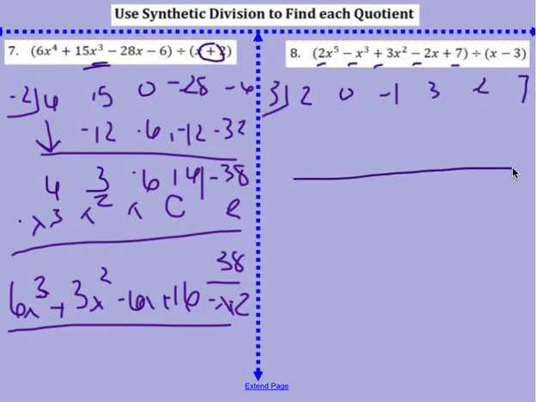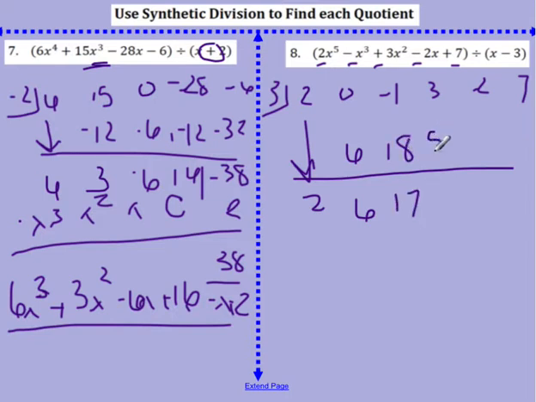So now we can go ahead and work through this. So we're going to take the 2 and drop it down. 2 times 3 is 6. 0 plus 6 is 6. 6 times 3 is going to give me 18, minus 1 is 17.